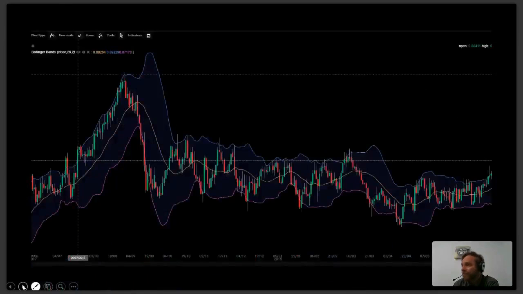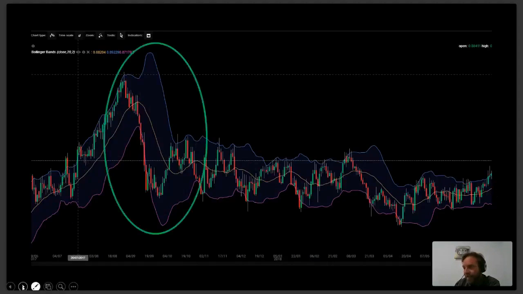Now here's an example. Okay, so here's our Bollinger Bands. There's the top band, here's the bottom band, and here in the middle is our moving average, the simple moving average of 20. Okay, so here's the theory.